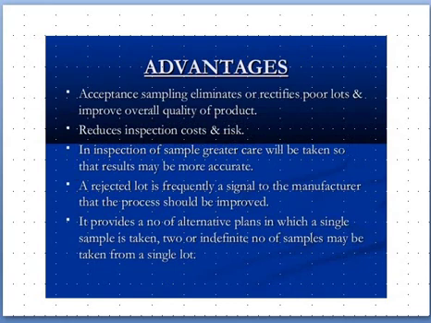Acceptance sampling eliminates or rectifies the poor lot and improves the overall quality of the product. It also reduces the inspection cost as well as the producer and consumer risks. In inspection of a sample, greater care will be taken so that the result may be more accurate. A rejected lot is frequently a signal to the manufacturer that the process should be improved. It provides a number of alternative plans in which a single sample is taken, or two or an indefinite number of samples may be taken from a single lot.